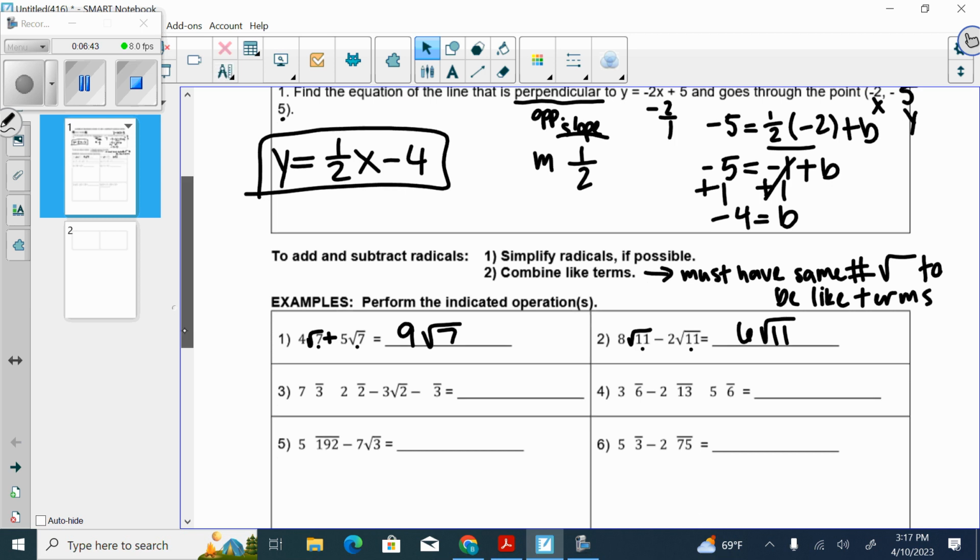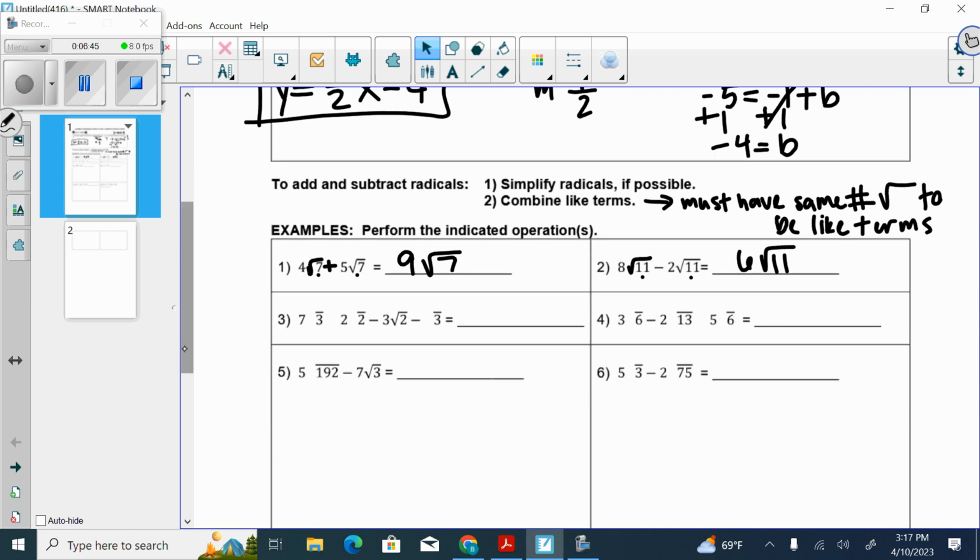On number 3, we've got 7 square root of 3 plus 2 square root of 2 minus 3 square root of 2 minus square root of 3. Okay, can you simplify square root of 2 or square root of 3? No. But we can only put together like terms. So which ones would I be able to put together?